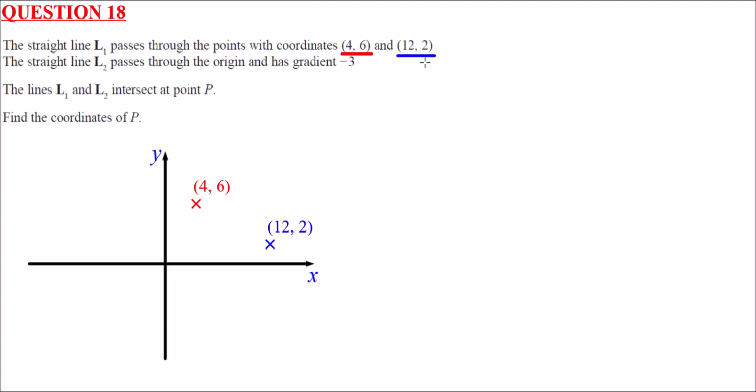So L1, because it passes through these points, will be a straight line going through the red point and the blue point. So it's going to look like this in purple. Now L2 says it goes through the origin and has got a negative gradient. So L2, which I'm going to do in green, is going to look something a bit like this. And it says that L1 and L2 intersect, in other words they cross over at point P. So where they're crossing here, that's going to be where point P is.